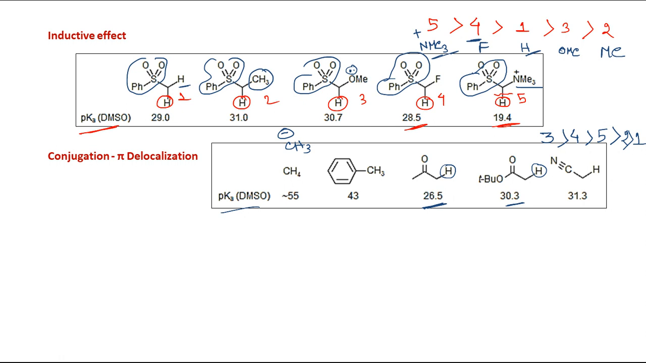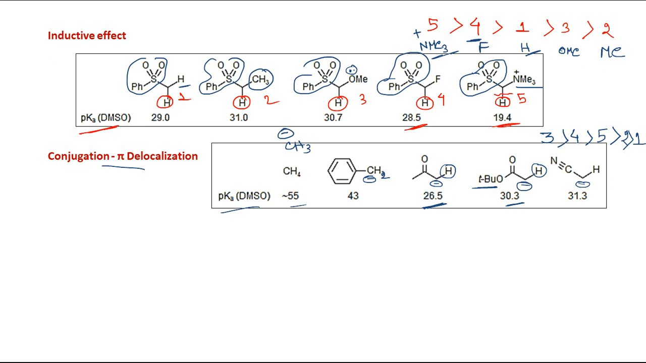But what about conjugation? See here, if negative charge is generated, conjugation is possible. Here also it is possible, but because of this donating group, it will be lesser compared to the previous species. Then after 3, 4, we have 5. Here also conjugation is possible. Then in toluene, after removal of one hydrogen, there will be a negative charge. Conjugation with the double bonds of the benzene ring is possible. And then in CH4, there is basically no conjugation.